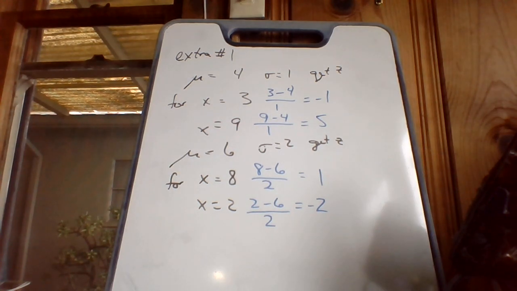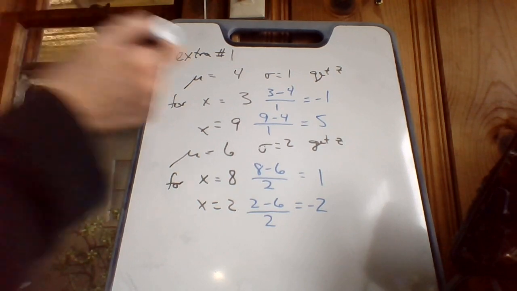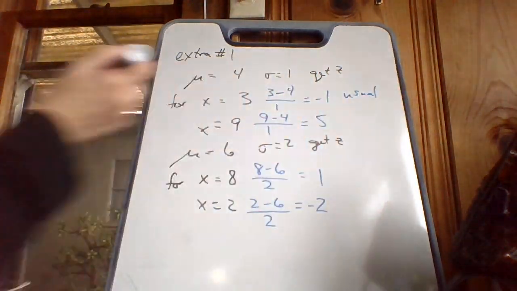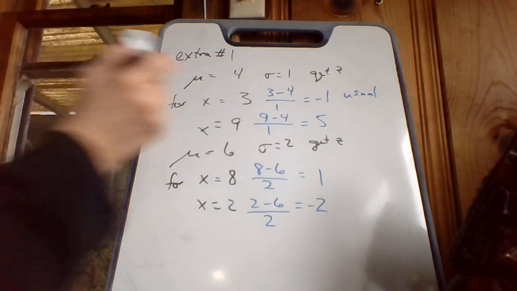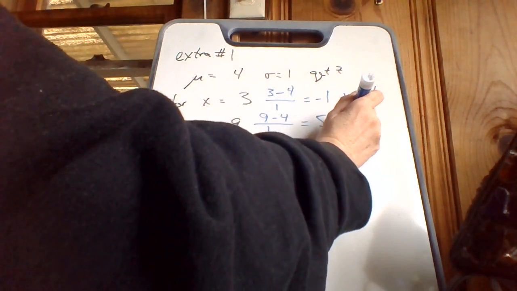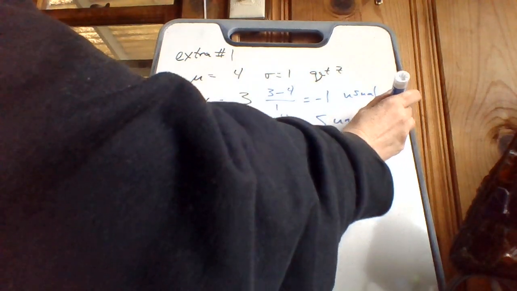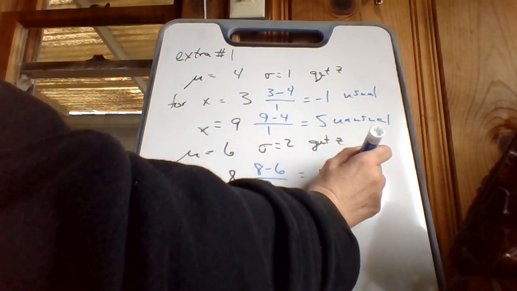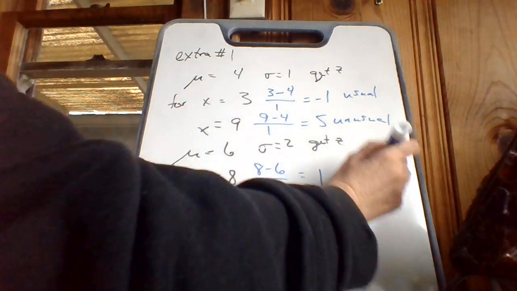And then I panicked because I forgot to write down usual or unusual on all of these. Okay, if it's within that negative 2 to positive 2 range, it counts as usual. So this one would be usual. 5 is definitely not in the negative 2 to positive 2 range, so that would count as unusual. Positive 1 is in the negative 2 to positive 2 range, so that's usual.